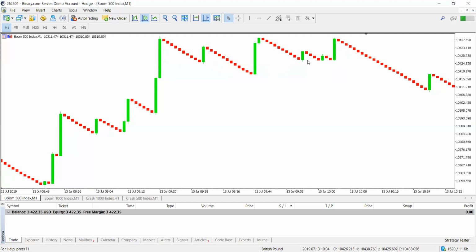So now this is booming at support. This one is booming at support. So it's not a safe boom to trade the sell afterwards. And this one boomed and then it went down.